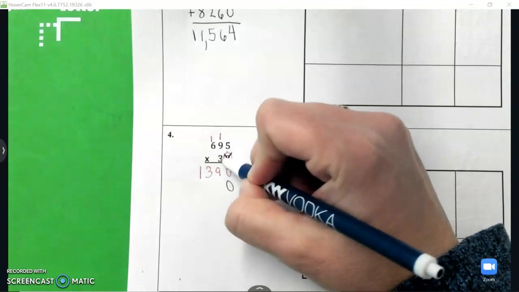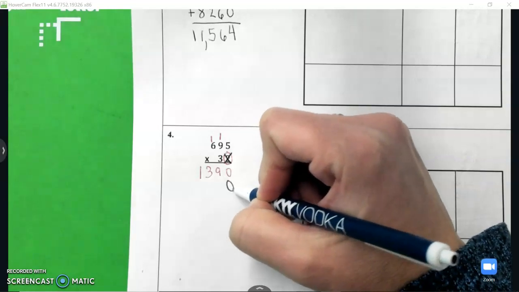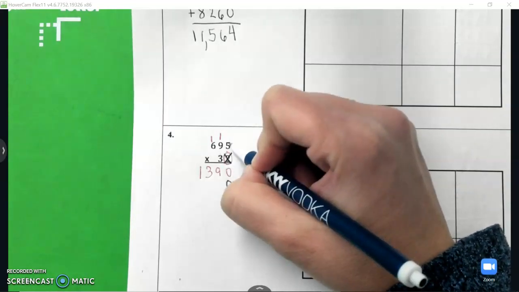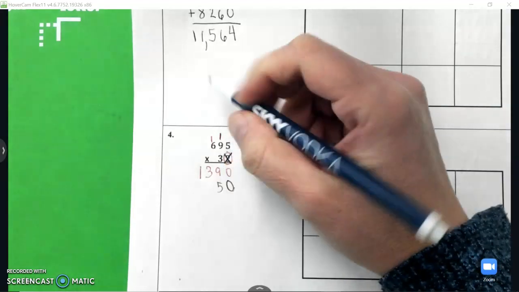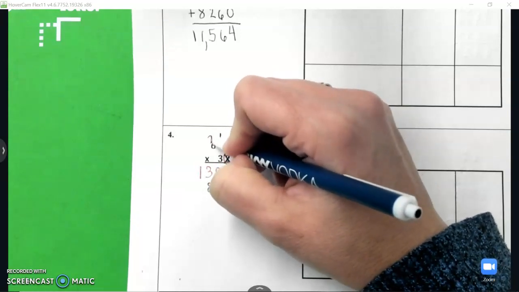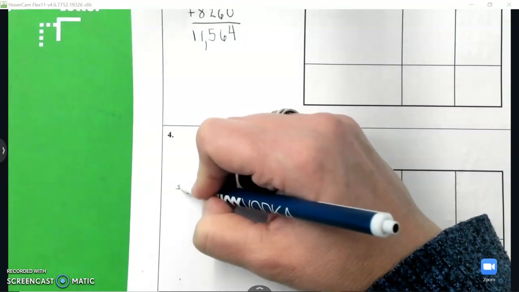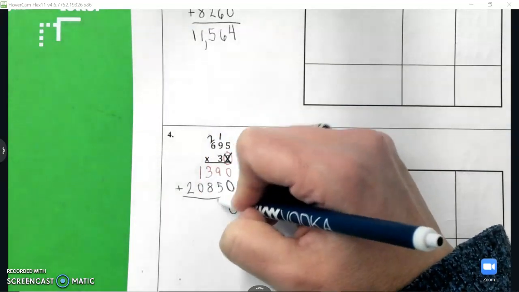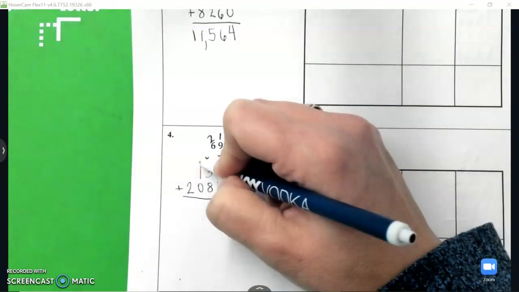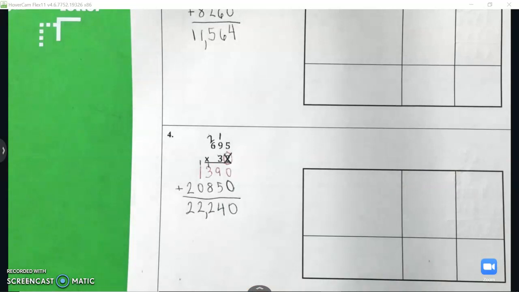Now I'm going to multiply everything by 3 in the tens digit. Because I'm multiplying the tens digit, I put down my 0 placeholder in the ones digit. Now 3 times 5 is 15. 3 times 9 is 27, plus 1 is 28. 3 times 6 is 18, 19, 20. And then I have to add. $22,240.